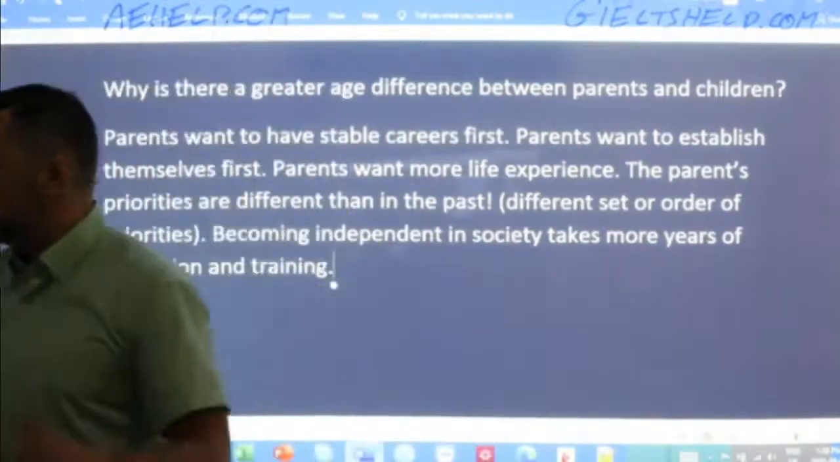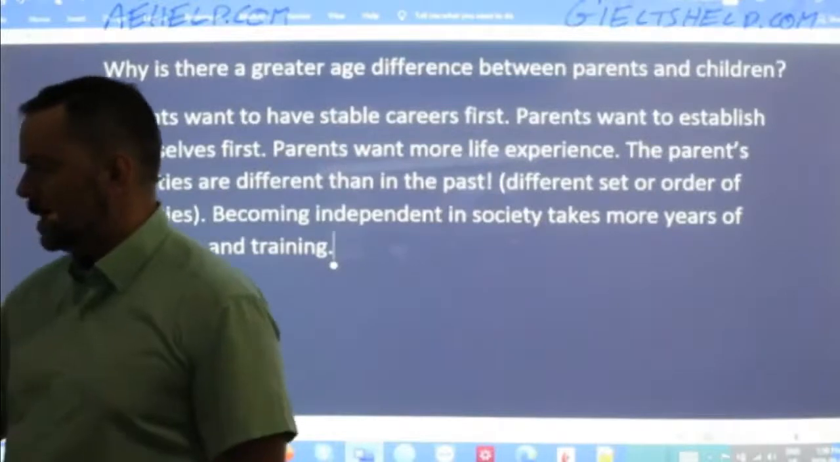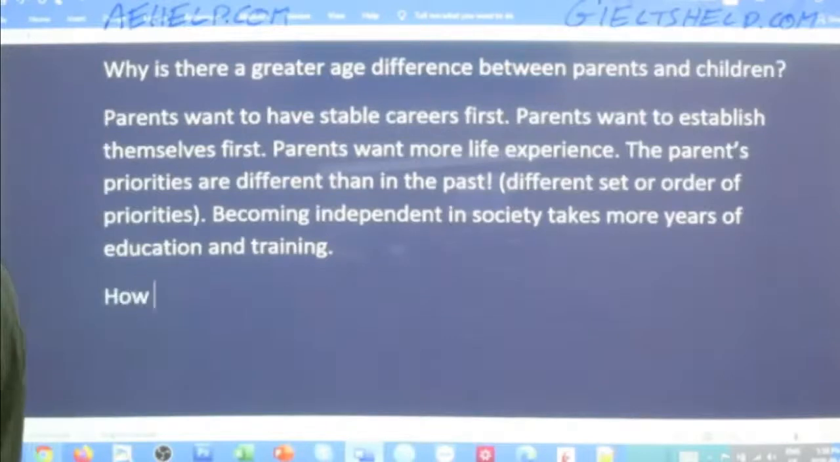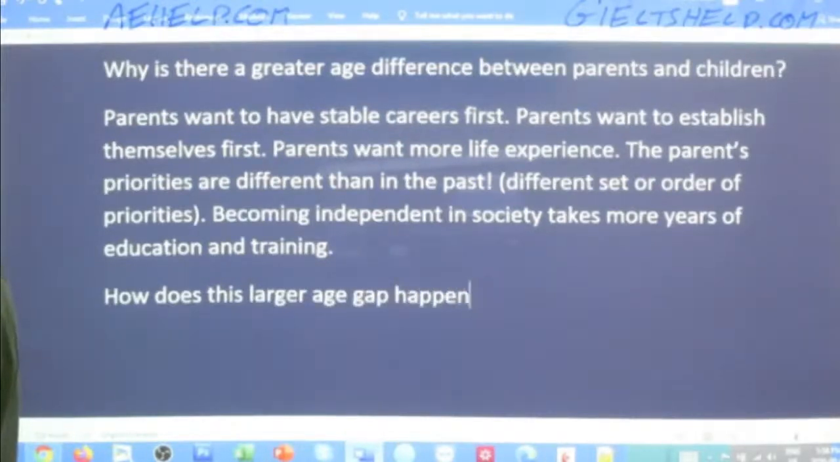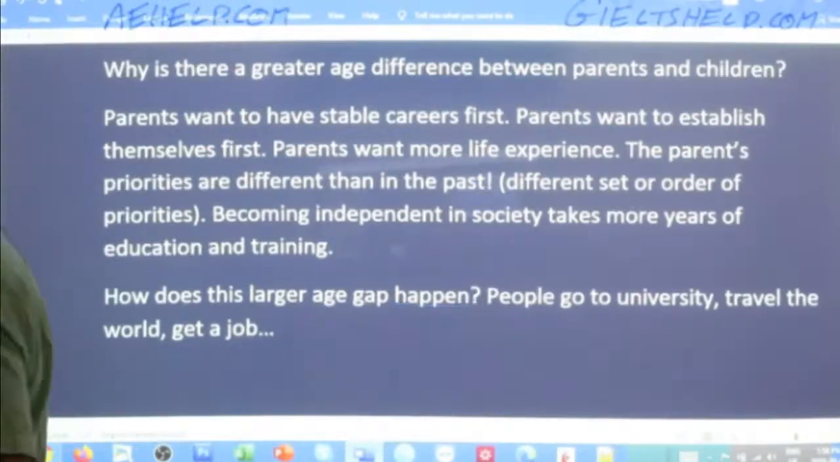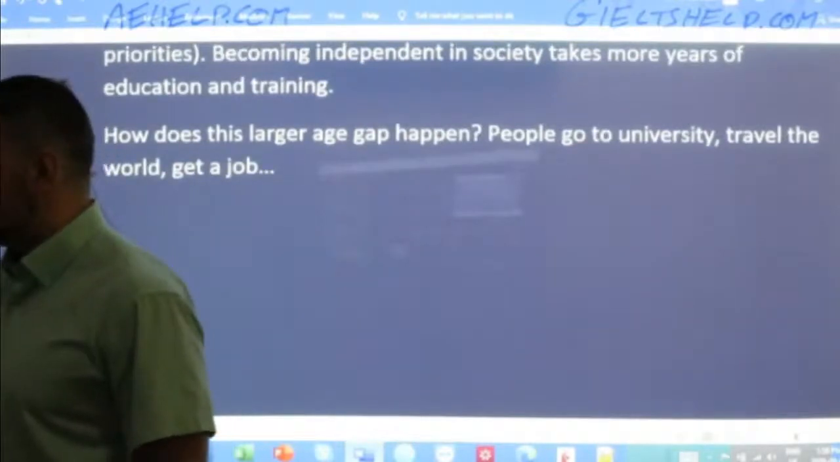So, okay, these are all happening quickly. And this is how it happens as well, right? So how does this larger age gap happen? People go to university, travel the world, get a job, and so on, right? So that's basically how it happens, okay? All right, let's go on to the questions for the controlling ideas.